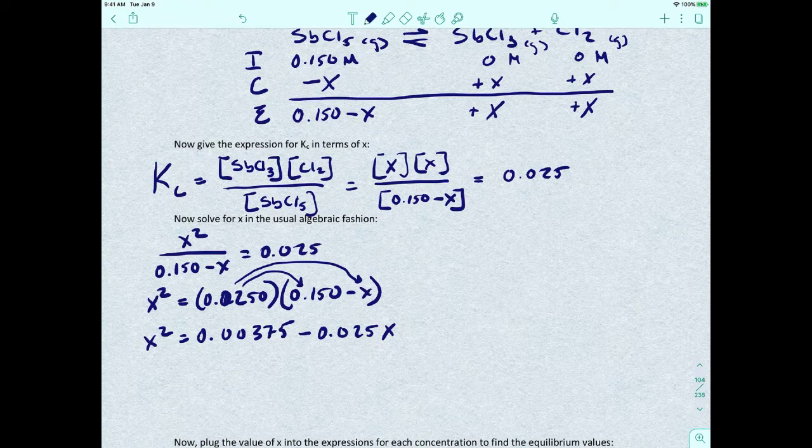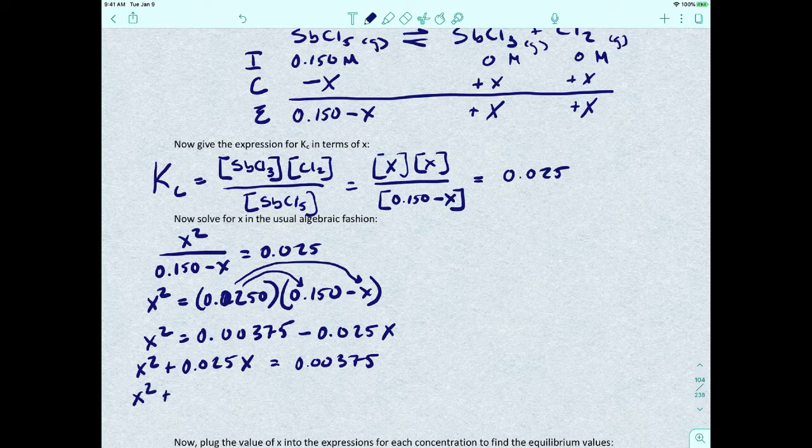All right, so we're pretty much there. We just have to rearrange this equation so that everything is on one side, and we get it in the form ax squared plus bx plus c is equal to 0. Already x squared is on the left-hand side, so I'm going to add 0.025x to both sides. So that way I get x squared plus 0.025x is equal to 0.00375. I need to subtract 0.00375 from both sides, so that everything is on the left-hand side.